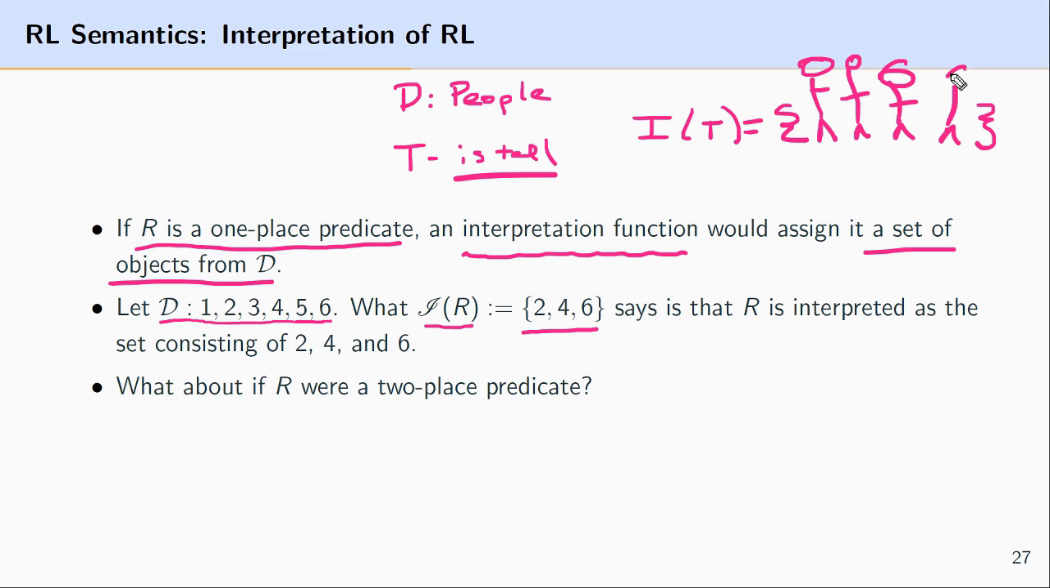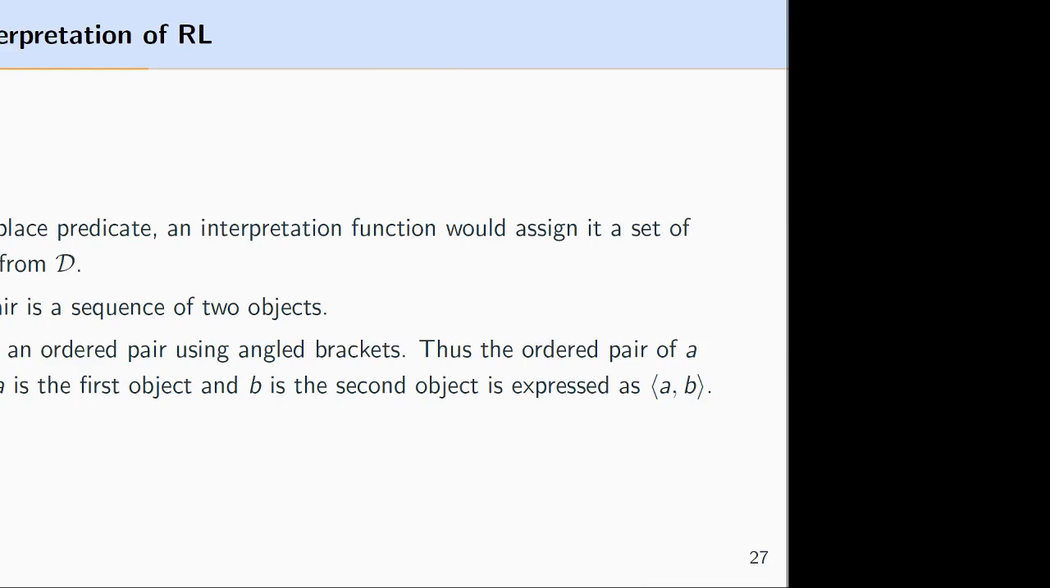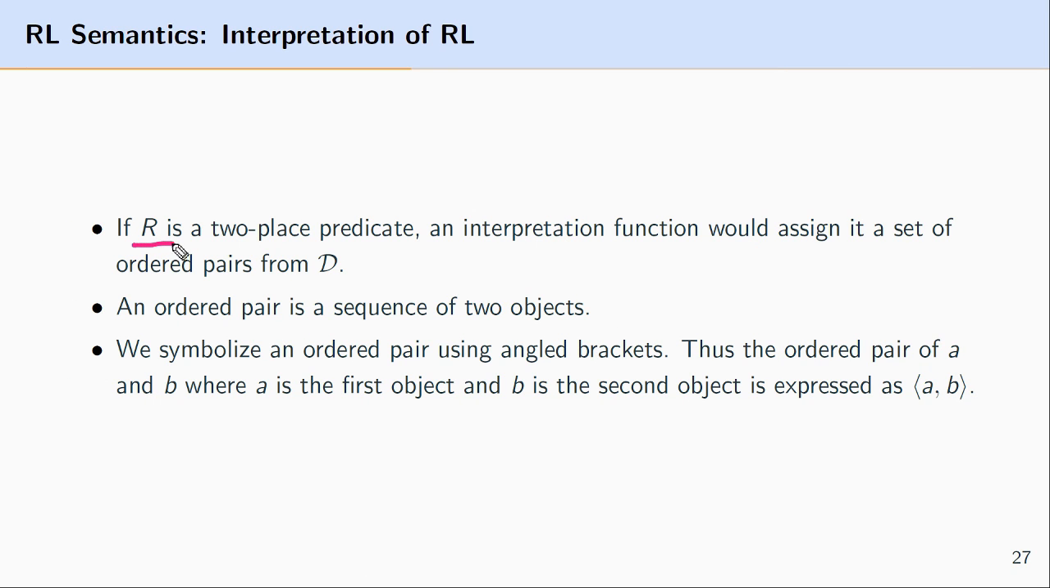It would just kind of go through all of the items in this domain here and select the tall ones. If R is a two-place predicate, what type of thing does it pick out? What type of set? If R is a two-place predicate, what the interpretation function does is assign it a set of ordered pairs from the domain, or over the domain.